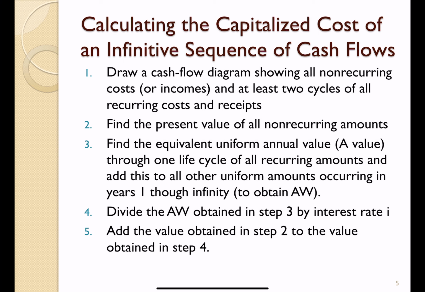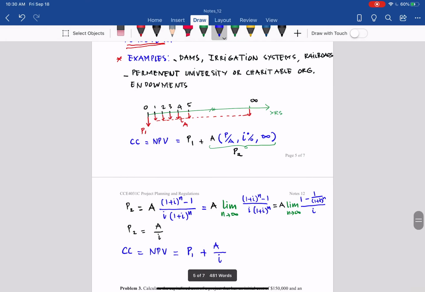Then find the present value of all non-recurring amount. Then find the equivalent uniform annual value through one life cycle of all recurring amount, but not every year. Then add this to all other uniform amount occurring from years 1 through infinity. And then we divide that amount with the interest rate, basically that realized with the capitalized cost. And then add all step 2 to step 4, then we will get the capitalized cost. So that is the step. Look abstract, but let's go to the next video. You will see apply that in problem 3, which is in here.